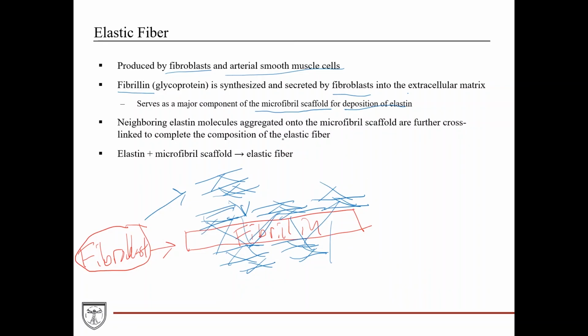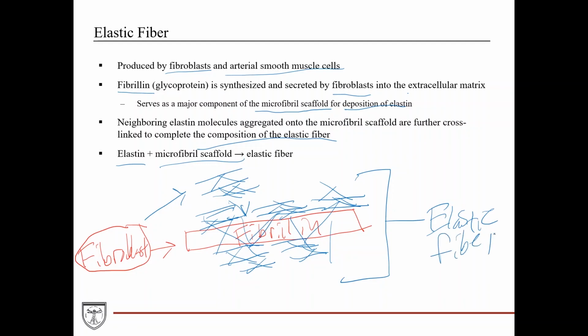And what happens is this completes the composition of the elastic fiber. So the elastic fiber is both the elastin and the microfibril scaffold, the main component of which is this fibrillin here. So all of this is elastic fiber. So you create the elastin, which is these cross-linked tropoelastins here. Then they aggregate on fibrillin and then further cross-link and aggregate together, and that's what forms your elastic fiber.